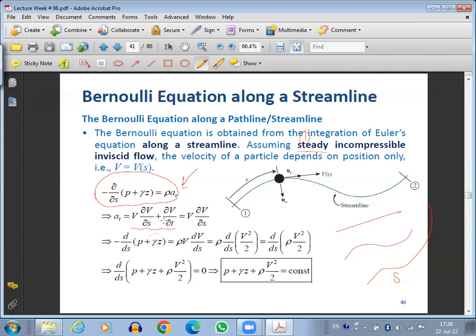So when it is steady means what? It means this term cancels. So we end up with this thing, v ∂v/∂s. Okay.